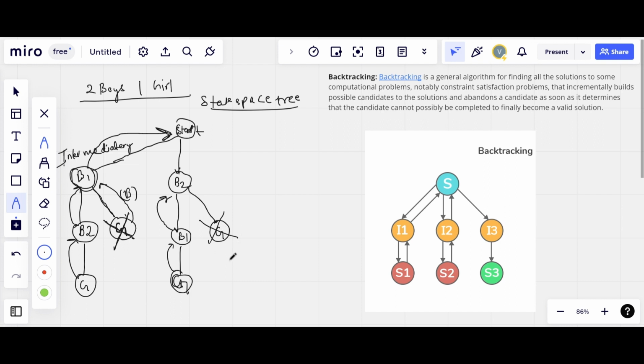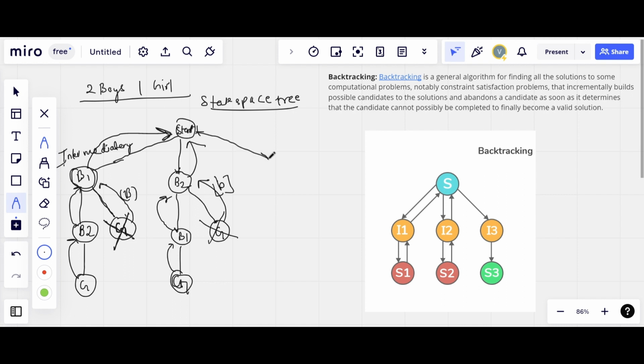So the next, from the choices available, there is only a boy, and the girl will come in between. So we'll backtrack from here as well, and we'll backtrack to start, because B2 is out of choices. B2 had two choices, either B1 or girl. So we'll backtrack to start.